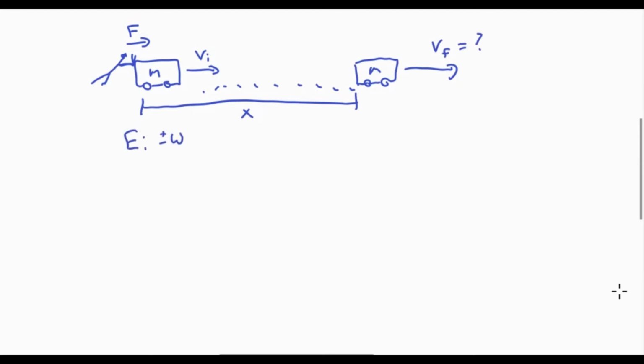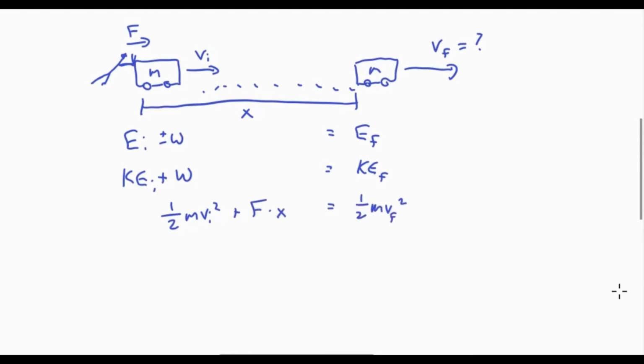Let's look at it with the work energy theorem. It starts with some initial kinetic energy. We do positive work to add energy to the system, and it ends with a different kinetic energy. From here, just substitute in 1/2 mv squared for kinetic energy, work equals force times distance, plug in your numbers and solve. Done.